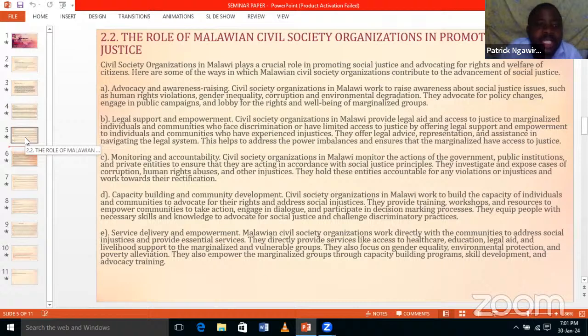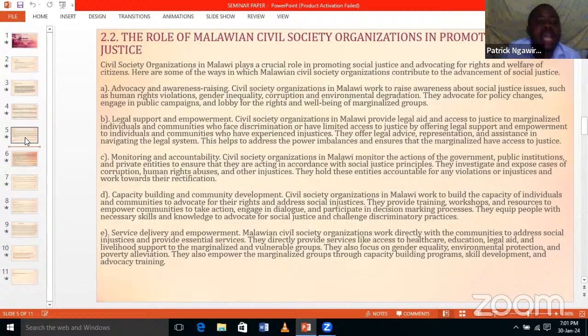The second point is the role of Malawian civil society organizations in promoting social justice. Civil society organizations in Malawi play a crucial role in promoting social justice and advocating for the rights and welfare of citizens. Here are some of the ways in which Malawian civil society can contribute to the advancement of social justice.